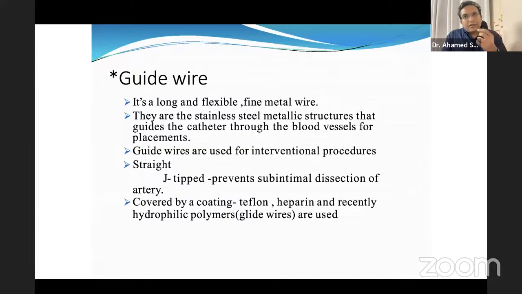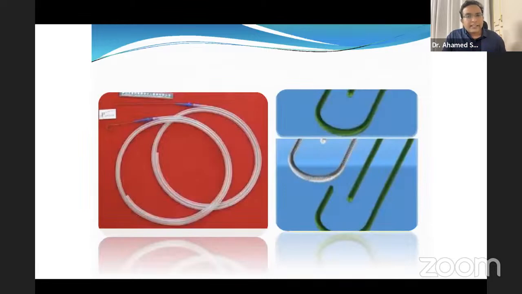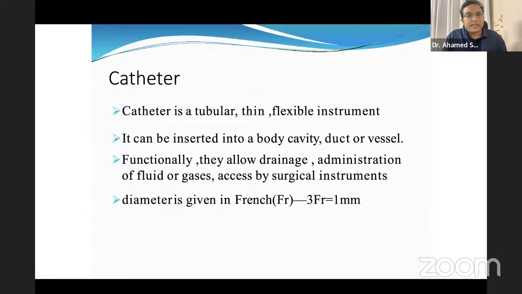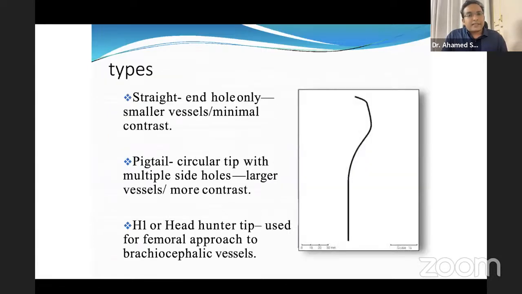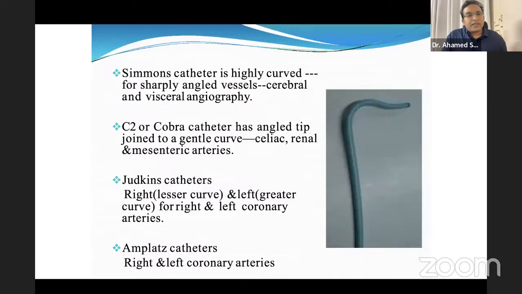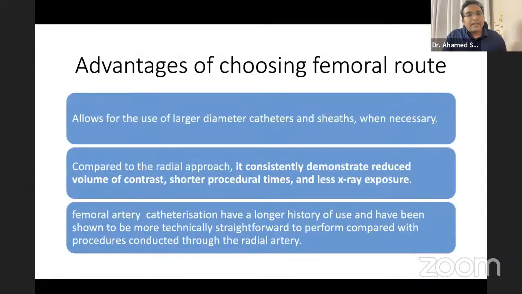Straight ones are used in children or small children, and J-tipped ones are what we usually use in adults to prevent subintimal dissection of the artery. These are the J-tip wires; we can see the tip of the wires. Various catheters are used for access: Pigtail, H1, Simmons, Cobra, Judkins, and Amplatz catheters.